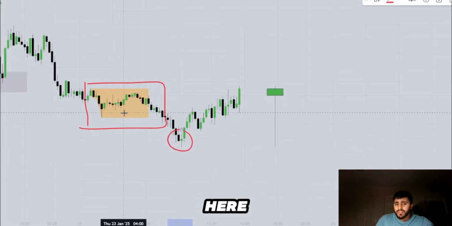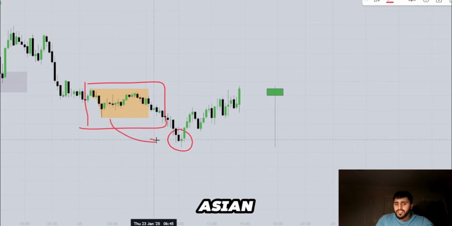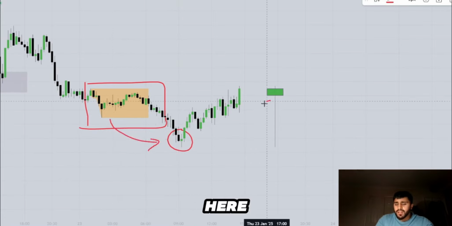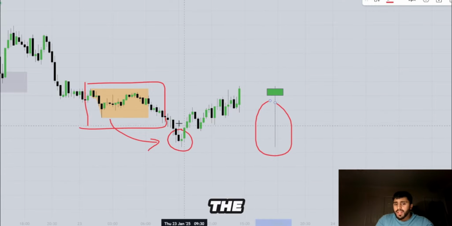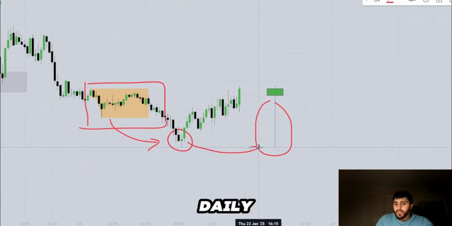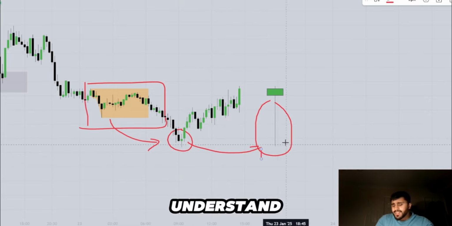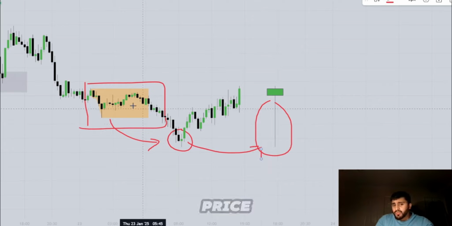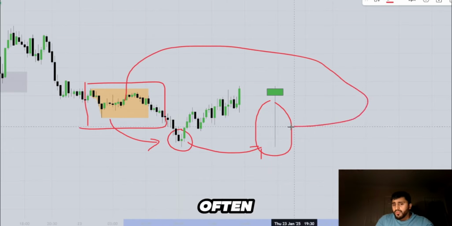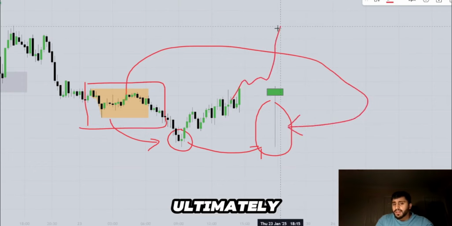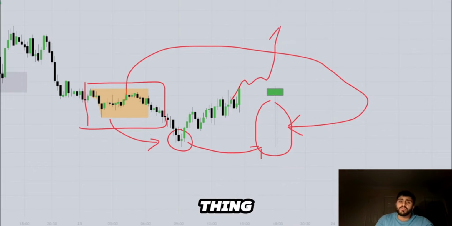This here takes out the Asian low. So the Asian low is what's taken out over here. And we look for the low of the day below this Asian range. This low of the day will correspond to this daily wick. In order to understand the daily wick, you just want to understand that price action will often sweep the Asian low before ultimately heading higher. That is the main thing I want traders to understand.